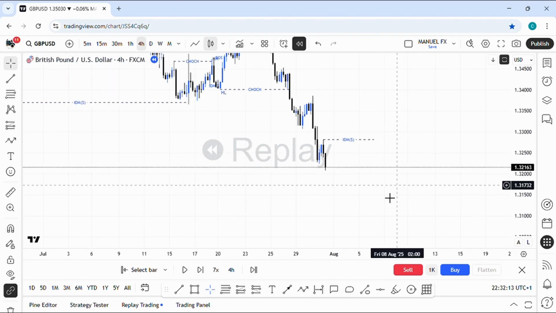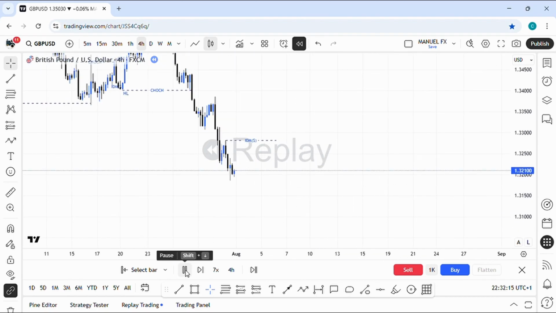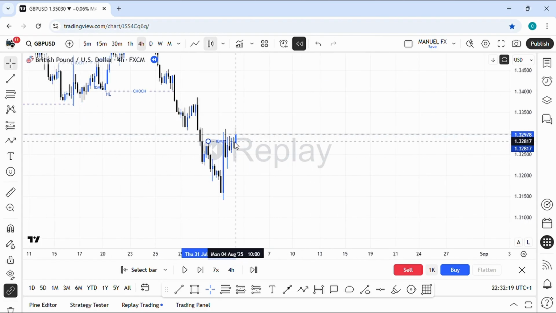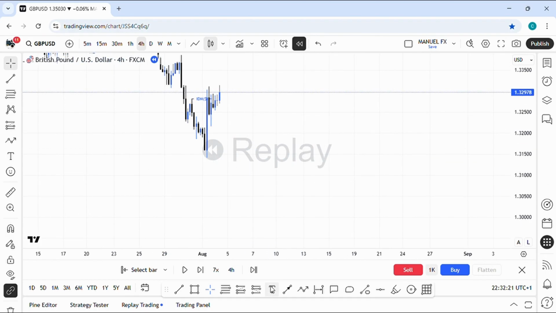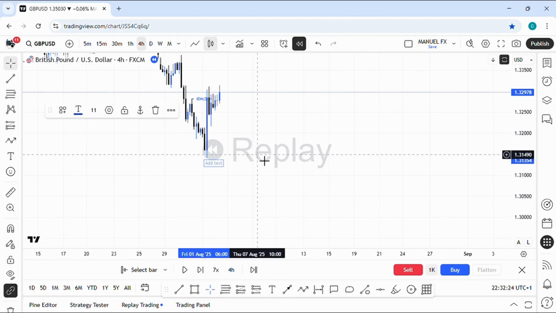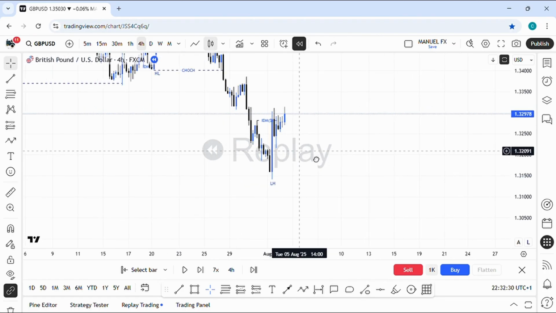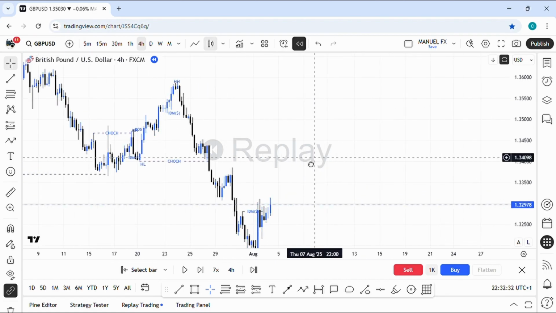Wow, what a clean price action. I told you I love GBP USD. See, price takes out the inducement. And if price takes out the inducement, we confirm this as our lower high.